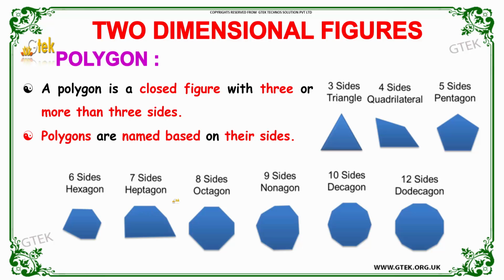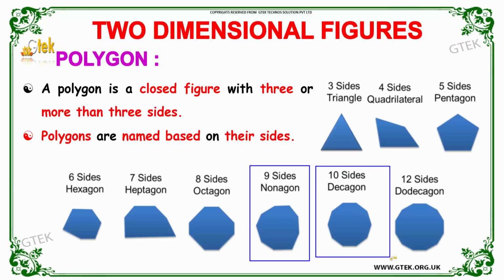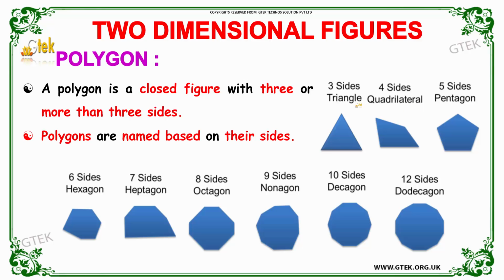then it is a heptagon. If a polygon has 8 sides, then it is an octagon. If it has 9 sides, then it is known as a nonagon. If it has 10 sides, then it is said to be a decagon. If there are 12 sides, then it is said to be a dodecagon. So this is how the polygons are named based on the number of their sides.